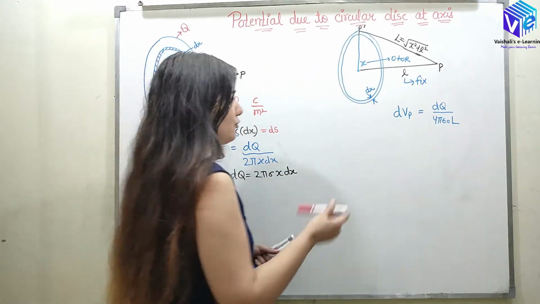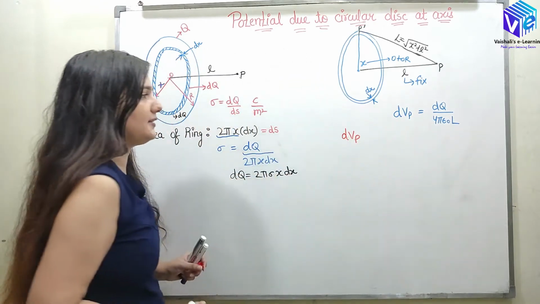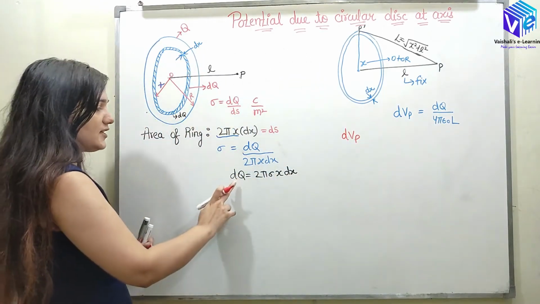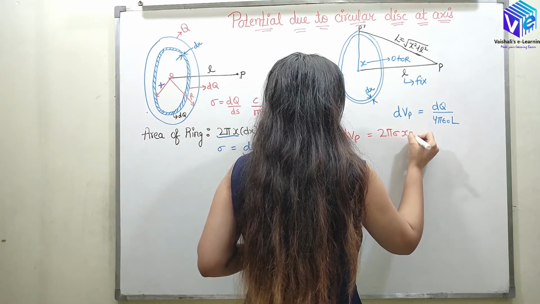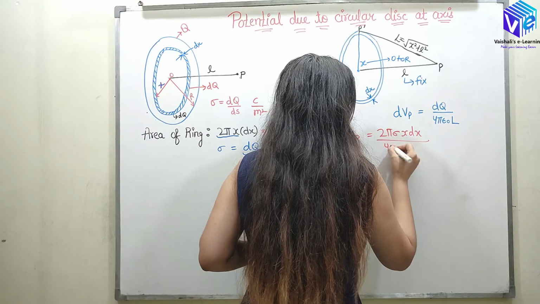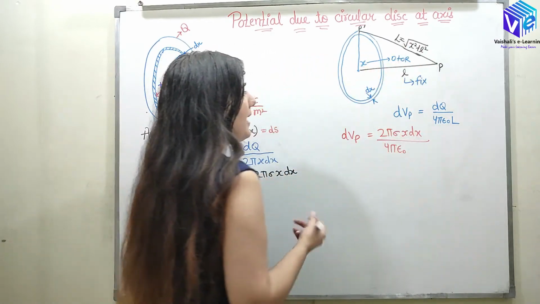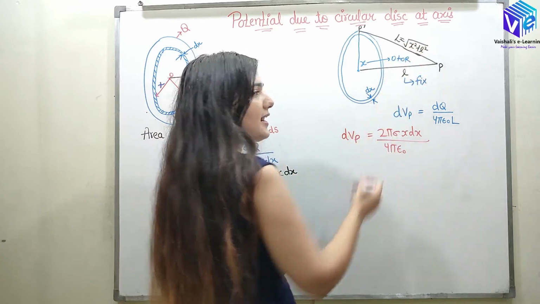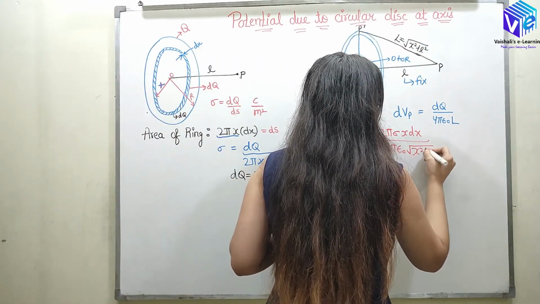Now if I have to represent dVp, I can represent dVp in terms of dq. What is dq? dq was 2 pi sigma x dx upon 4 pi epsilon naught. What is L? L I can find out from the Pythagoras theorem. It will be under root x square plus L square. So I will be writing down.